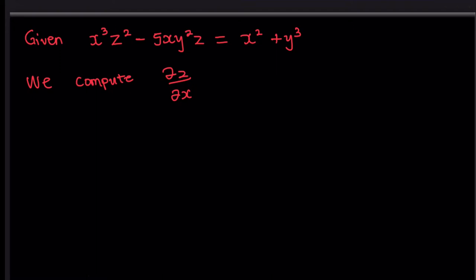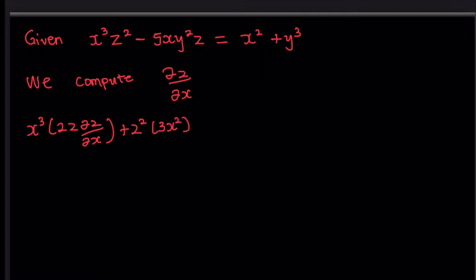So let's keep x cubed, then differentiate z squared with respect to x using implicit differentiation. That's going to give us 2z del z del x. Now we keep z squared, then we differentiate x cubed with respect to x. That's going to give us 3x squared.